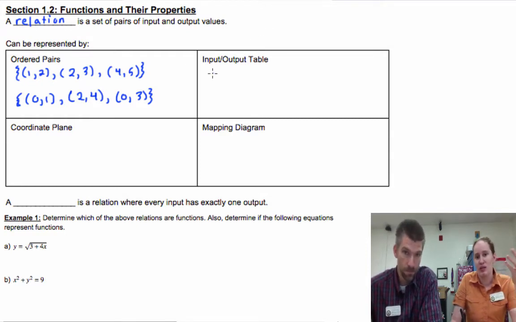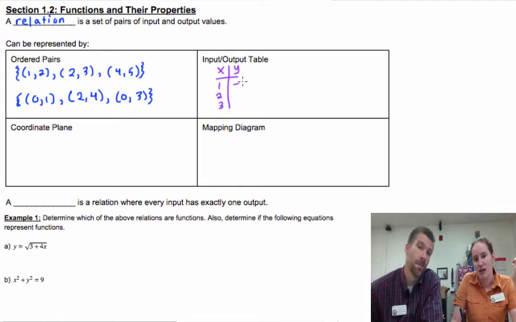An input output table would be like your XY table, T charts, or things of that sort of nature. And they can be vertical or horizontal. By the way, we don't know what these graph. We're just making these up.